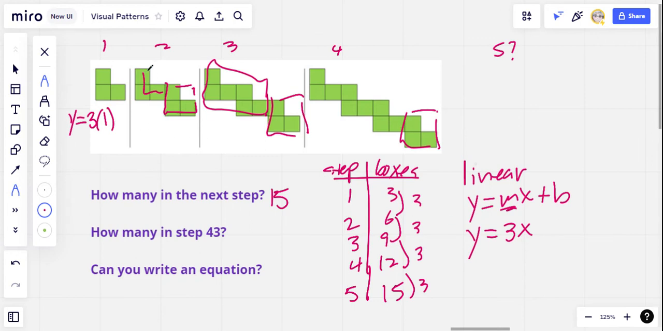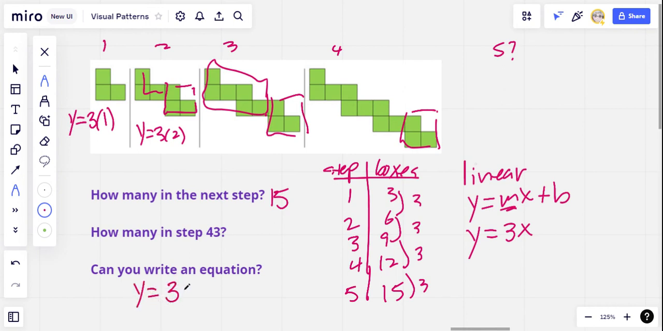Let's just verify this. Let's try it with step 2. So y equals 3 times step 2. Yeah, that's 6. 3 times 2 is 6. That's how many boxes we have. In step 5, it would be y equals 3 times 5. That would be 15. So pretty simple equation this time.